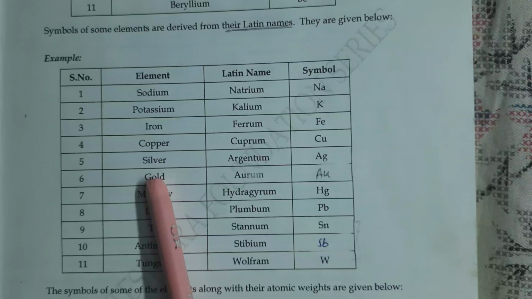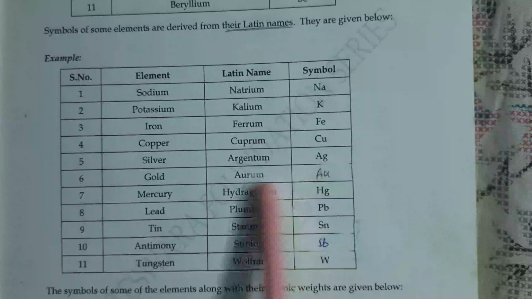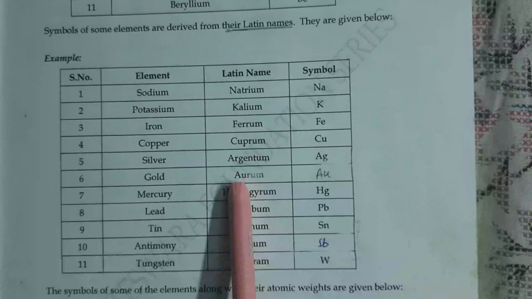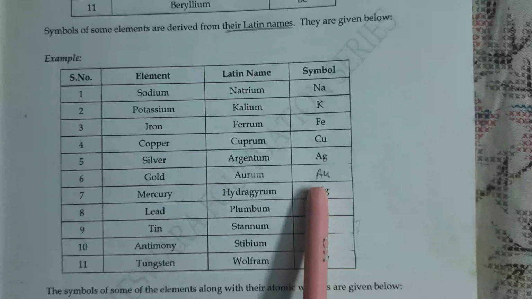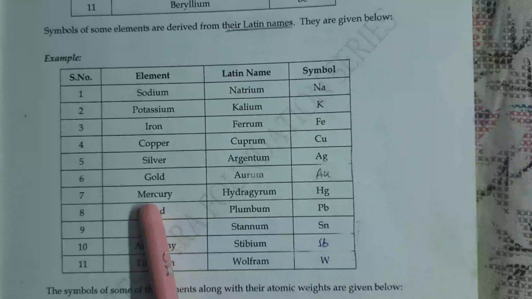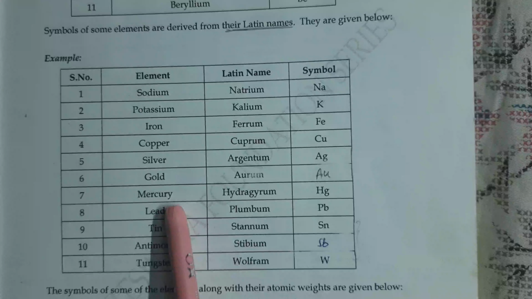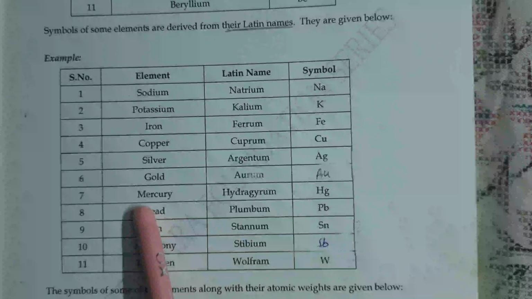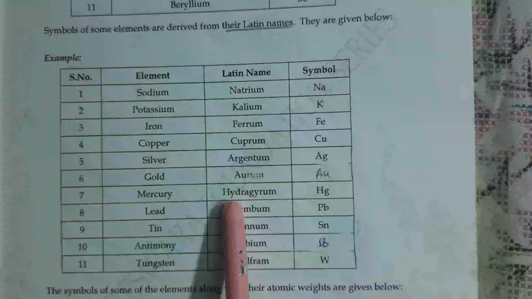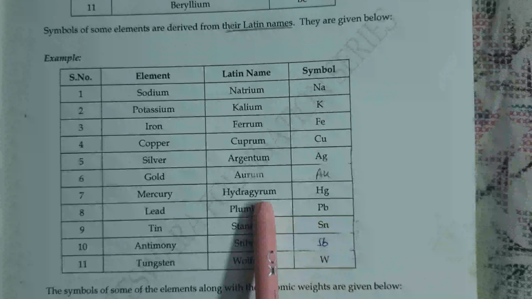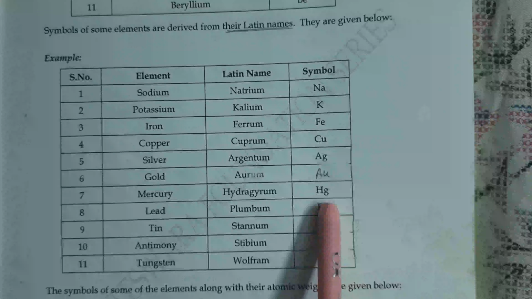Silver we are using for ornamental purposes. Next, gold, aurum, Au. Next, mercury, which we use in thermometers and some other chemical industrial equipment. Hydrargyrum, Hg, is the symbol for mercury.